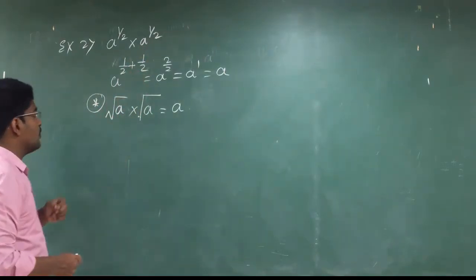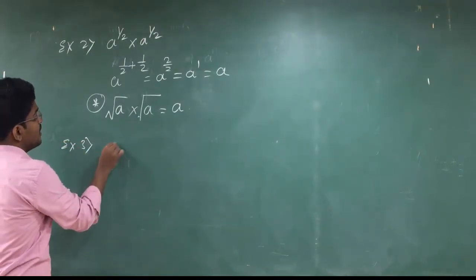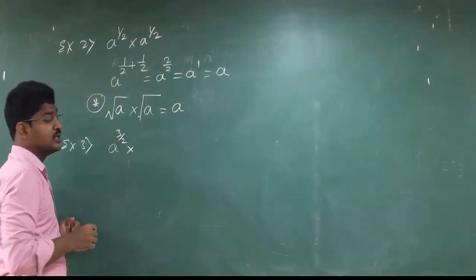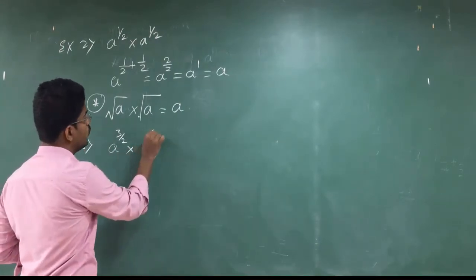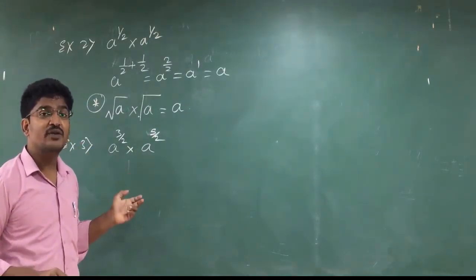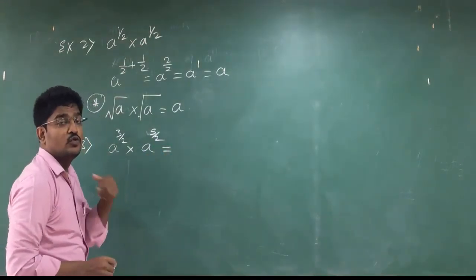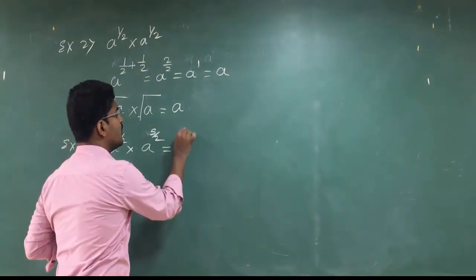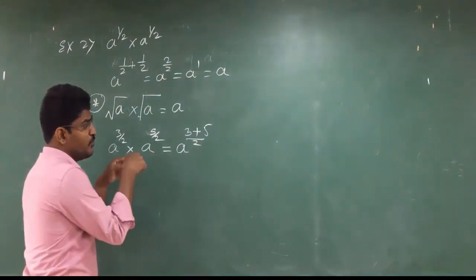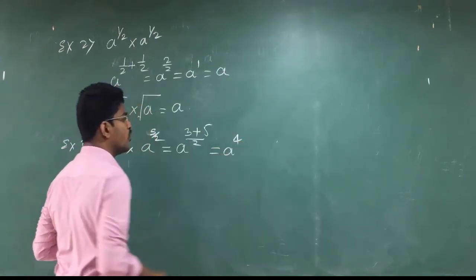Clear? So now with this, see example 3. I will write a to the power of 3 by 2 multiplied with a to the power of 5 by 2. Clear? Now what are you going to get? See this. By using the laws of indices, this will be equal to a to the power of 3 plus 5 divided by 2. If I make this simplification, 3 plus 5 is 8, by 2. 8 by 2 will be equal to a to the power of 4.